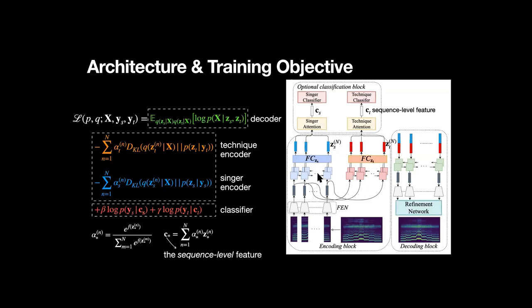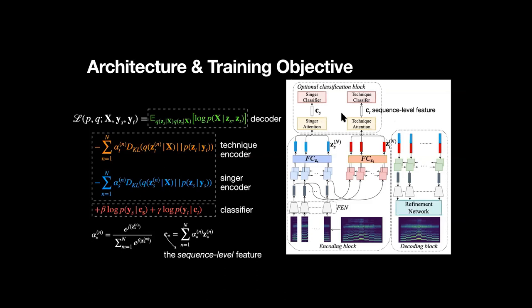And the bi-LSTM is to model the temporal relationship between the segment level representations. And then we also have a classifier to improve the discriminability of the sequence level feature. The sequence level feature here is derived by aggregating the segment level representation. And the aggregation is either by attention mechanism or a simple average functionality.